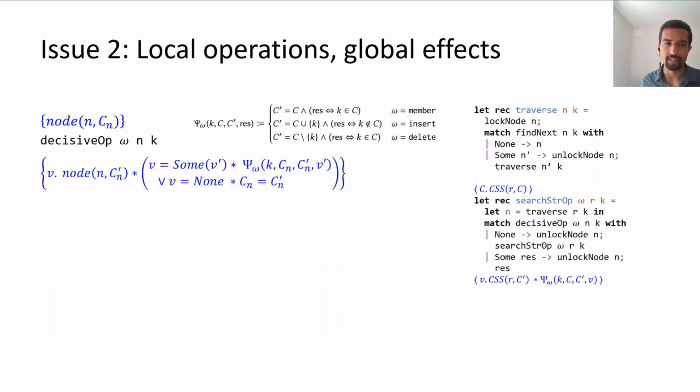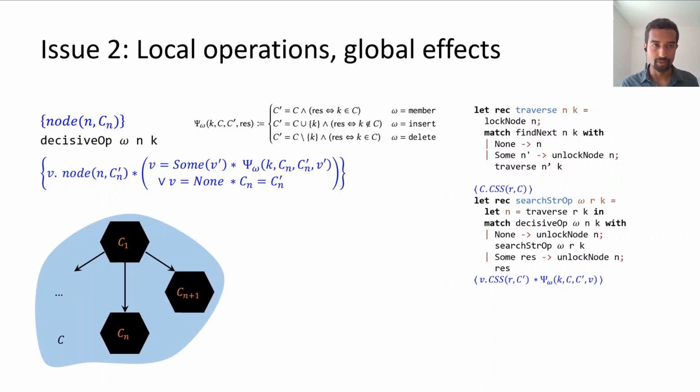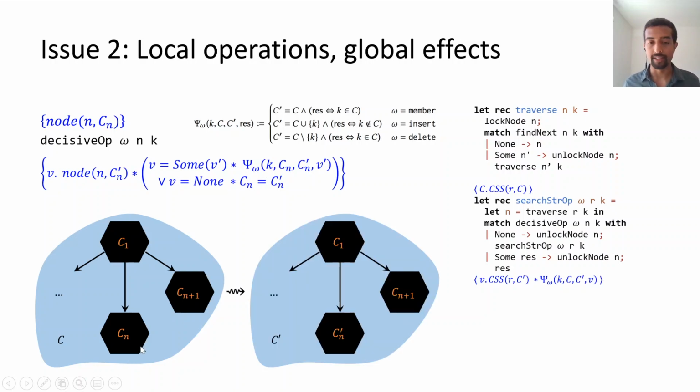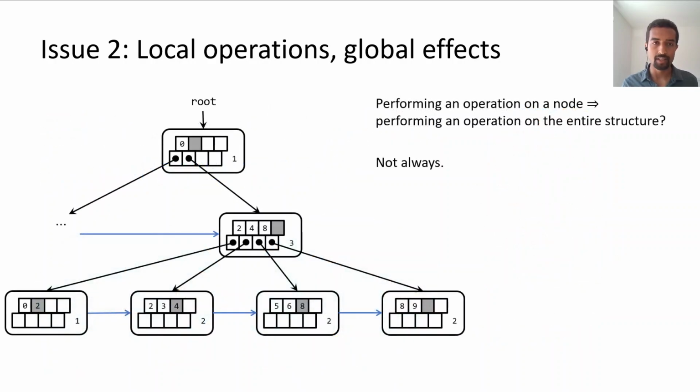The second issue we face is how to specify decisive op. A first attempt at a specification might be something that says it takes a node n with content cn and transforms it into a node with content cn prime, such that cn and cn prime are related by psi. However, remember that we need to prove psi for the global contents, c and c prime. Is it true that if we change the local contents of the node, we've also changed the global contents appropriately? Unfortunately, not always.